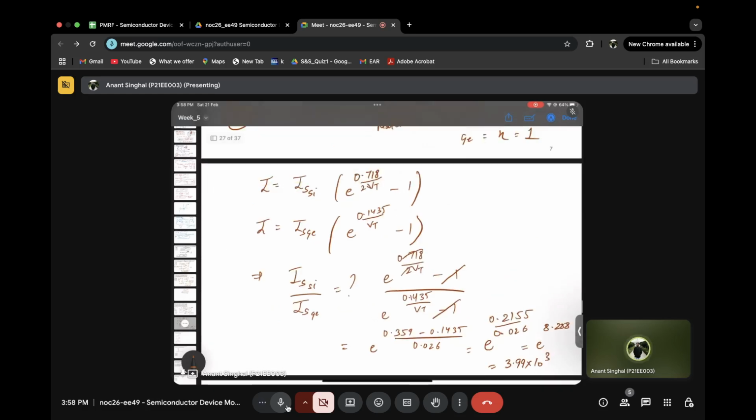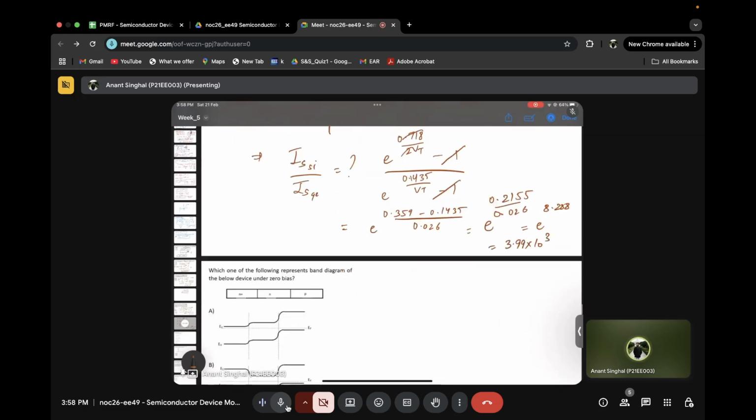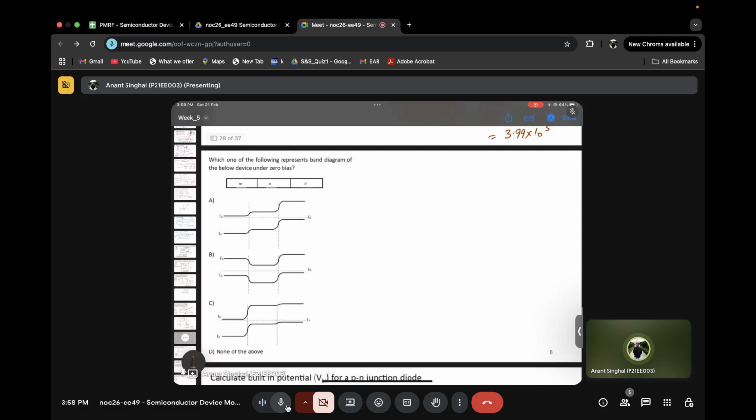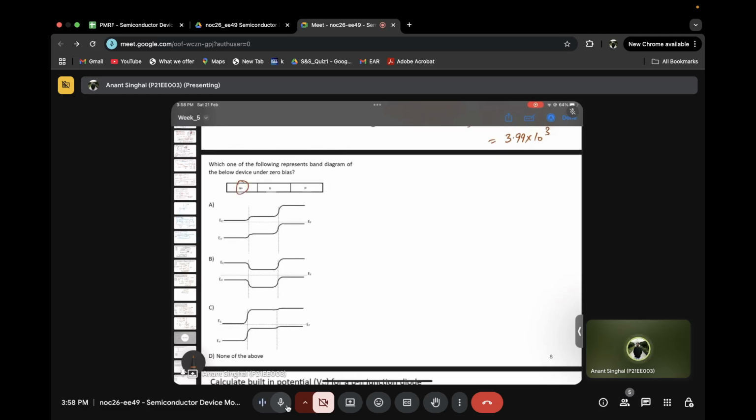Is it clear? The calculations? Okay, so let's move ahead. This we have already done. This was the N plus N P junction. So N is the lowest, N in the middle, P is this. So A was the correct answer. So I'll not do this again. I hope you remember already.